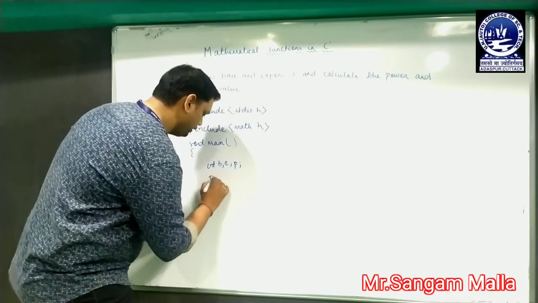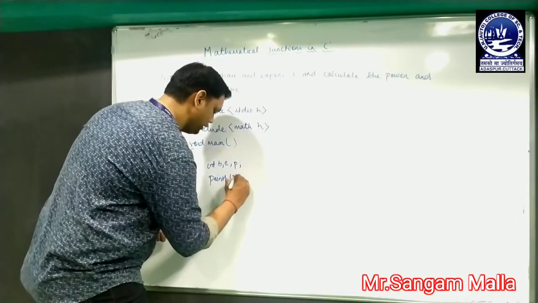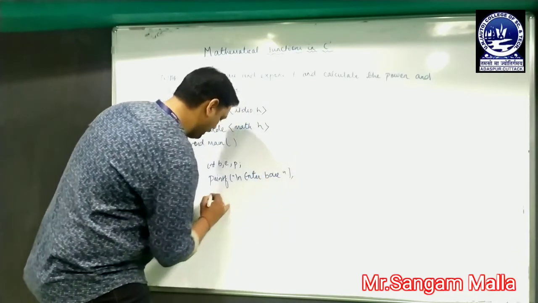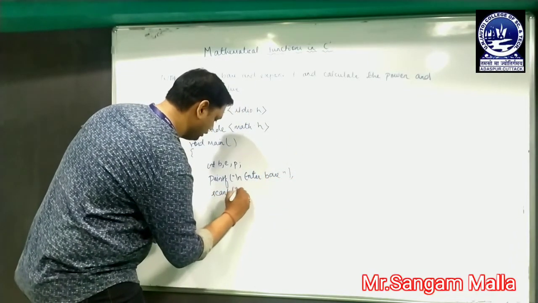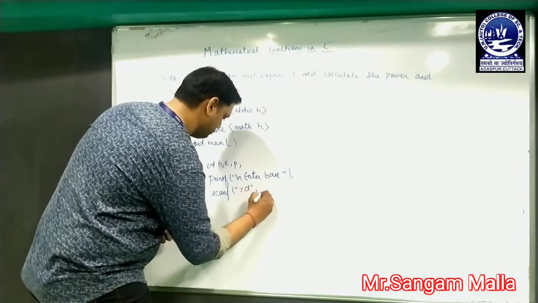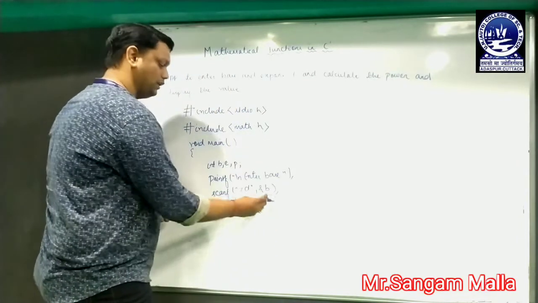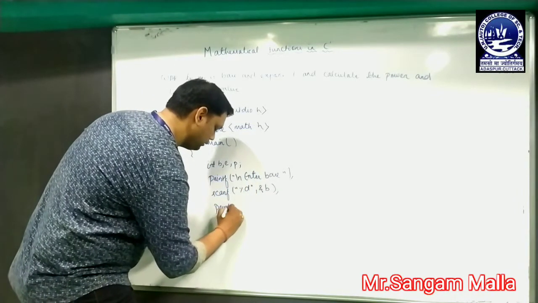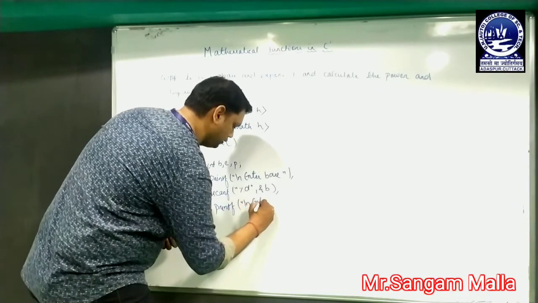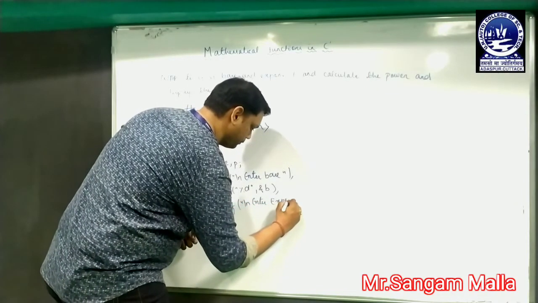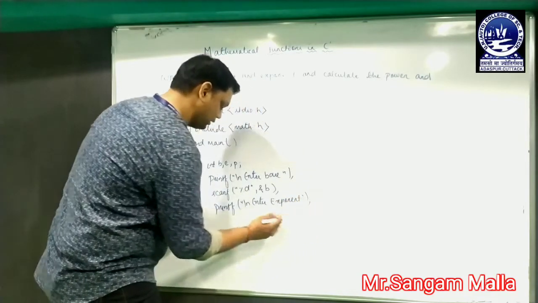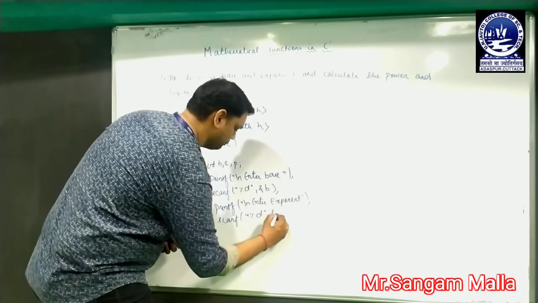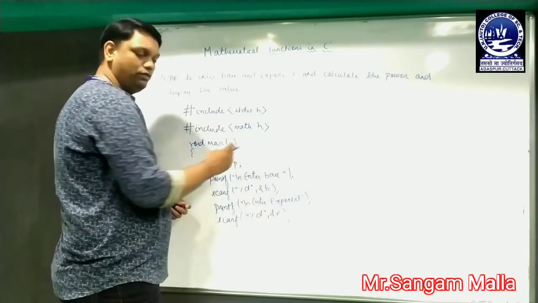So now we will be giving a message. Let's say I will write printf enter base, and it will be accepted in %d and &b. That means the base value will be stored in variable b. Now I have to give another message, let's say printf enter exponent. So in order to accept the exponent, I have taken the variable as e. So I have entered &e. So b for base and e for exponent.